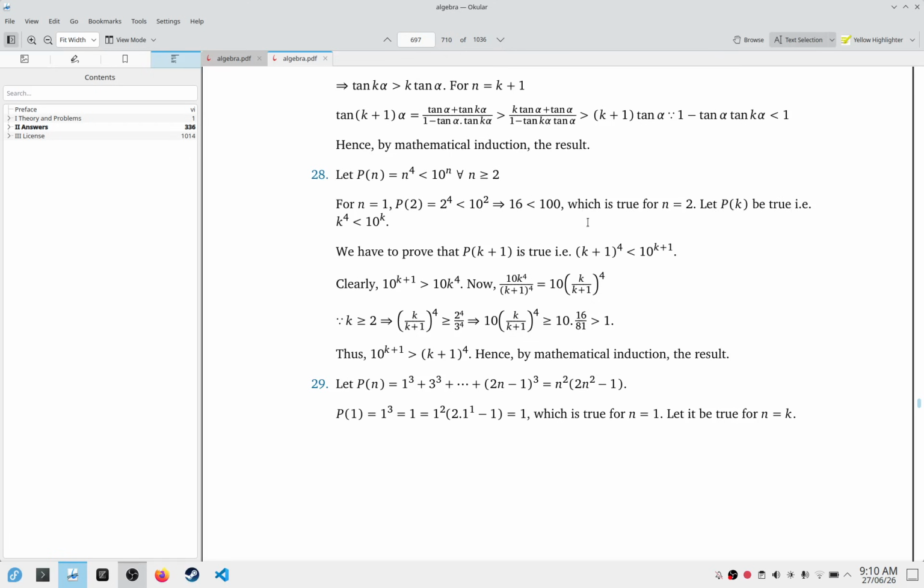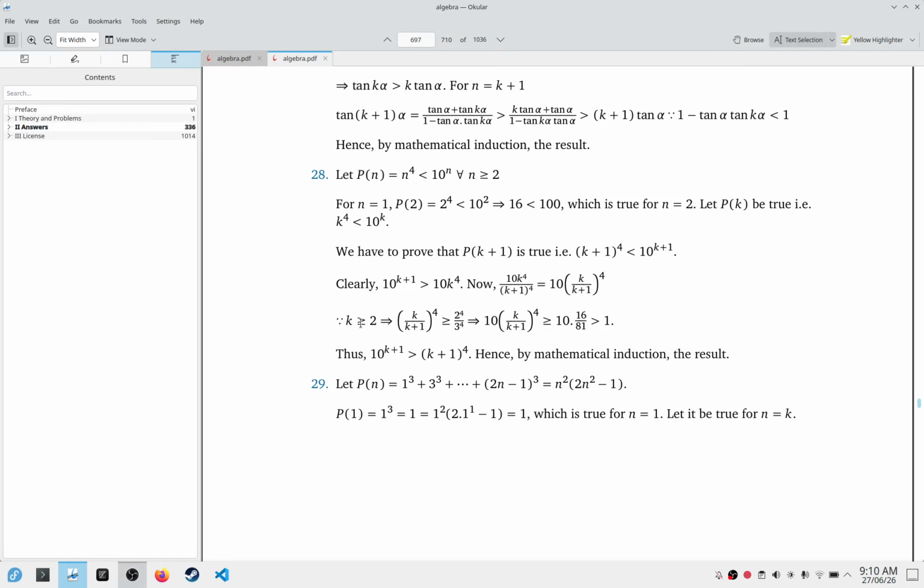We let Pk be true, that is, k to the power 4 is less than 10 to the power k. Now P(k+1) is (k+1) to the power 4 less than 10 to the power k+1. Now clearly 10 to the power k+1 is greater than 10 times k to the power 4, because we multiply by 10 on both sides. Now 10 times k to the power 4 divided by (k+1) to the power 4 is equal to 10 times (k by k+1) to the power 4.